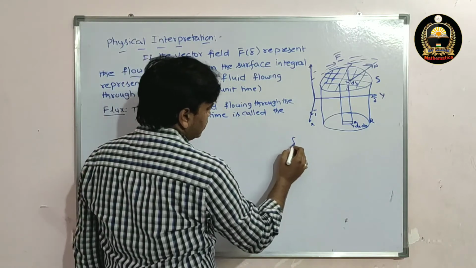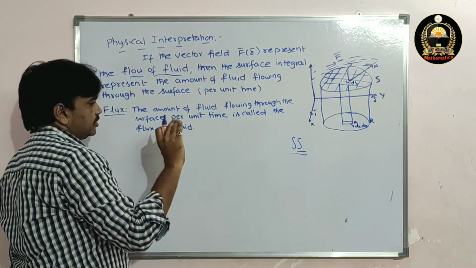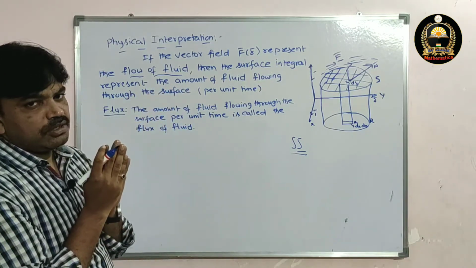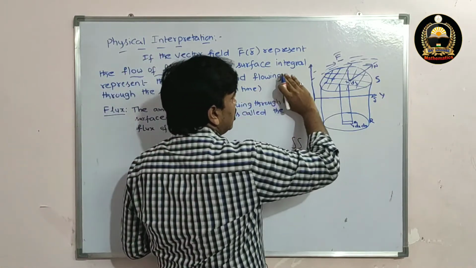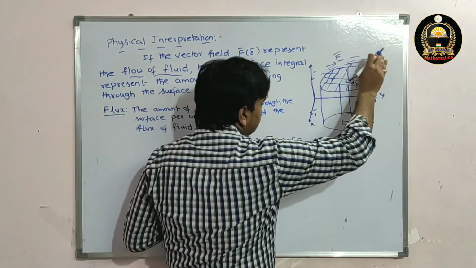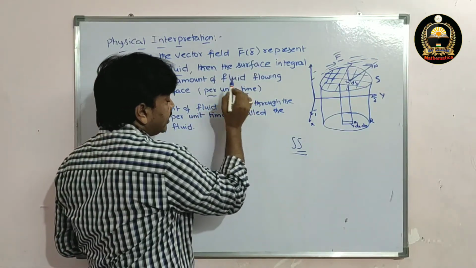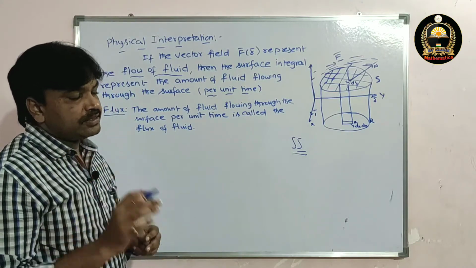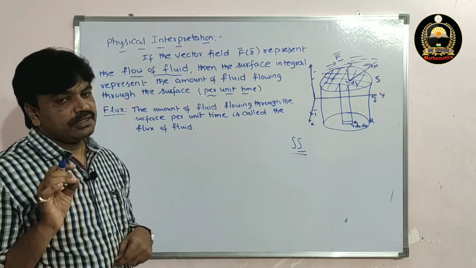The double integral represents the amount of fluid flowing through the surface per unit time. This is the physical representation of the surface integral.